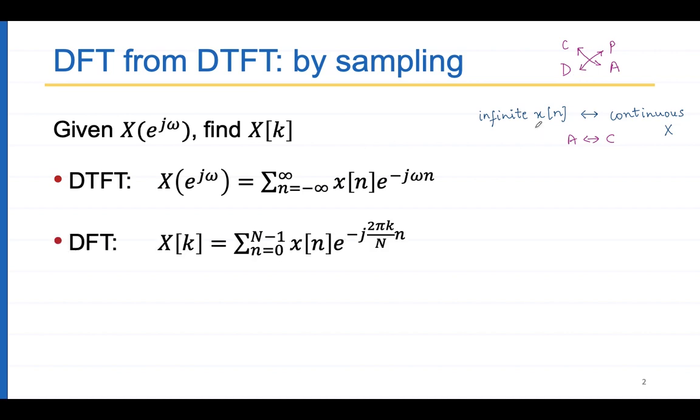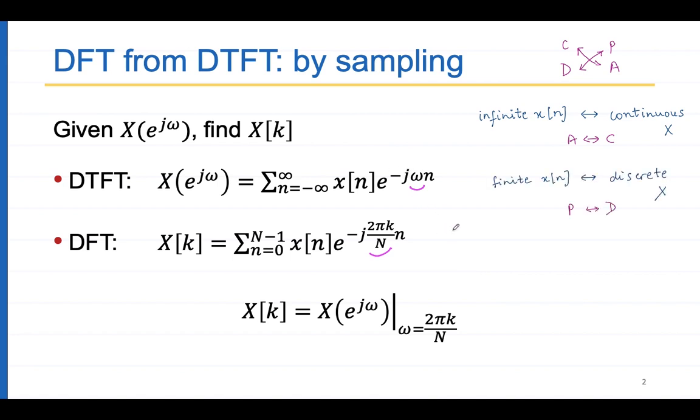Now let's look at DFT. What is DFT? X[k] is the sum over all n of x[n] e^{-j2πkn/N}. In this case, the relationship is that X[k] is simply X(e^{jω}), where ω is replaced by 2πk/N. From this simple comparison, we can see that ω is replaced by 2πk/N.